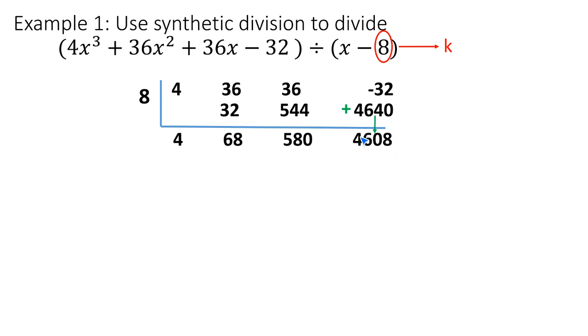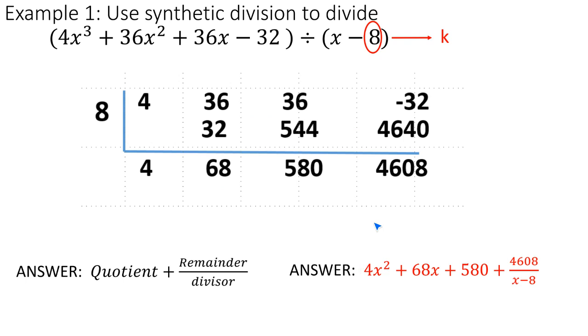If you don't get a remainder of 0 here, then in the next section, that is not a good thing. But if you end up with a 0 here, that's going to be the best thing ever. But you'll see that in the next section, 2.5. So for now, we identify our quotient and remainder. The last number is your remainder, which is right here, and then your quotient, we have a 4. Remember that it's going to start with 1 degree less. So if your degree was 3, now we're going to start with a square. So we're going to have 4x squared plus 68x plus 580, plus your remainder, 4,608, divided by your divisor, which is x minus 8.